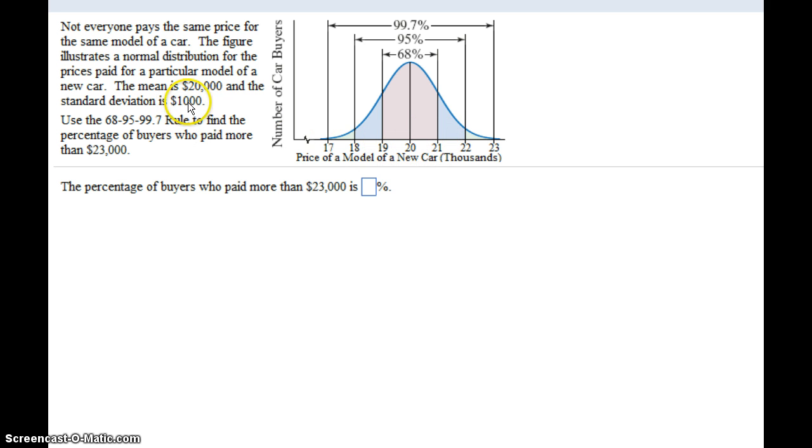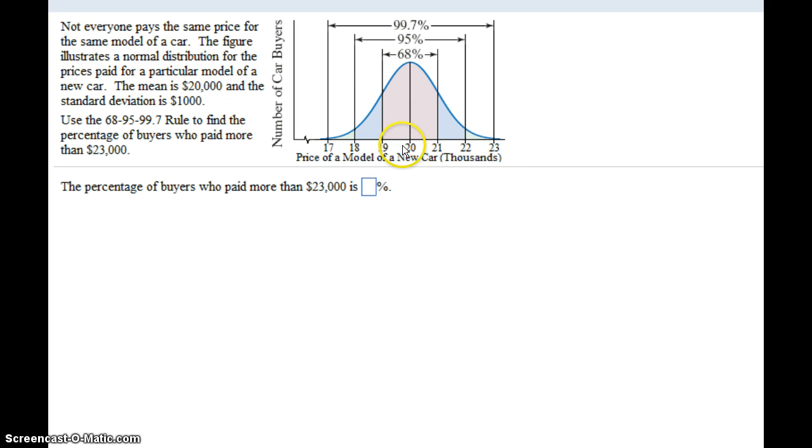So again, our standard deviation is 1,000. So if we do 2 steps above the middle, so 21, 22, and also 2 steps below, 19, 18, between those two numbers, between 18,000 and 22,000, 95% of people pay that amount for a car. 95% of the data is between those two numbers.